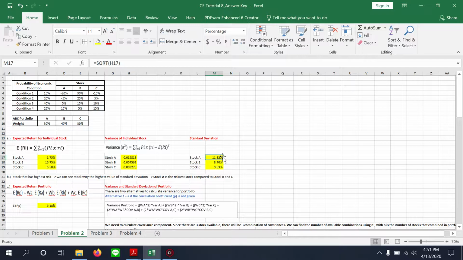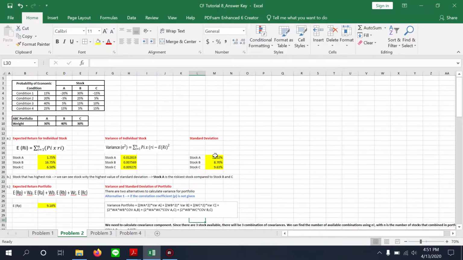And I will explain how we know which stock has the highest risk. In the stock market, the highest risk is seen by the standard deviation. The higher the value of standard deviation, the higher the risk is. So basically, stock A has the highest risk.